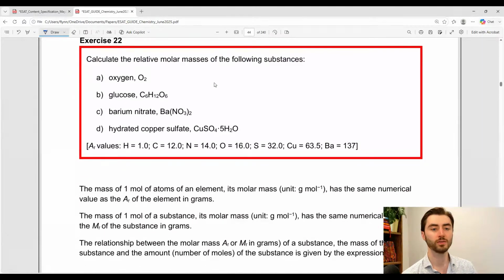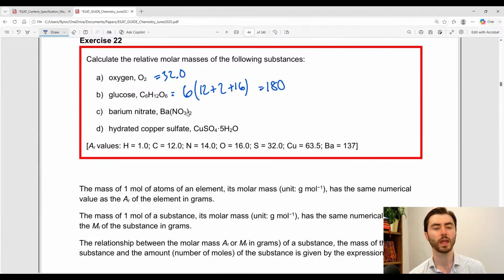Calculate the relative molar mass of these. O2 is just going to be 32.0. It's 16 times 2. C6H12O6. Please don't make me do this non-calc. Well, I'm going to say that's 6 lots of 12 plus 12 lots of hydrogen plus 6 lots of oxygen. So 72, 84, 180. Cool.